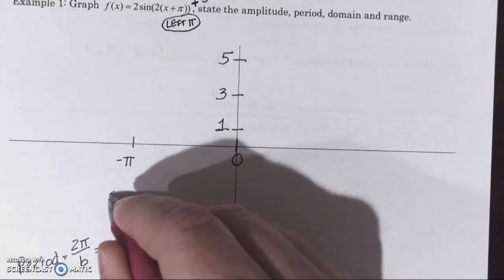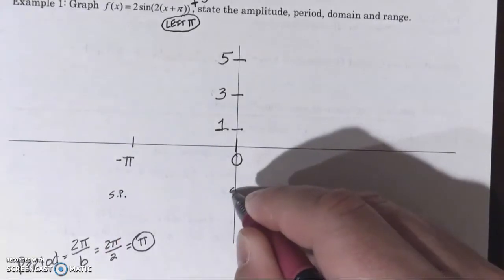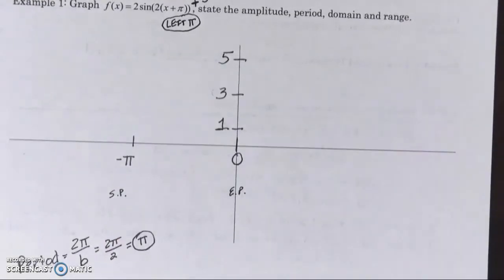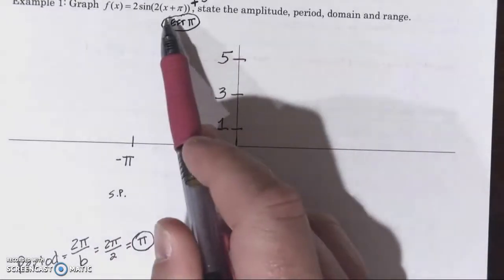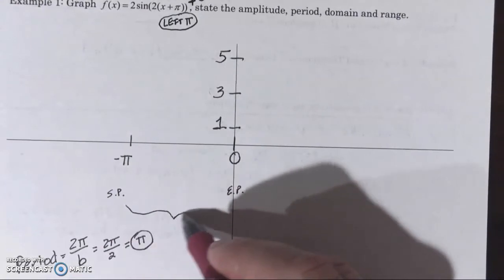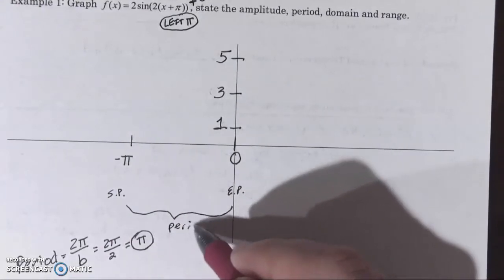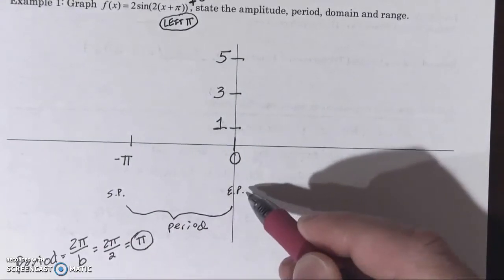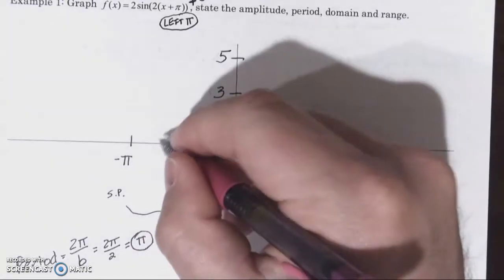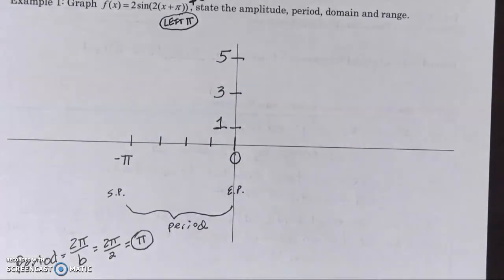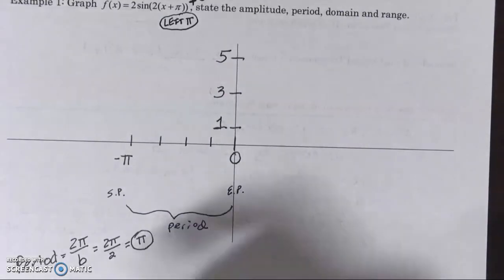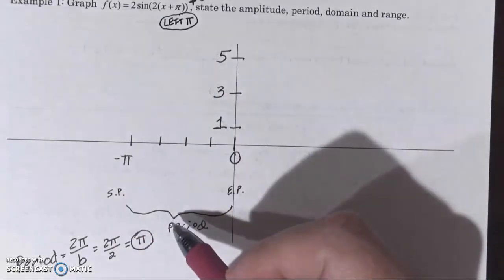So we've got our starting point, if you will, our ending point, if you will. We use the horizontal shift to find the starting point, left pi. We use the period to find the end of one cycle. How do we find our 3 middle x values that we'll ask you for when you graph? We just take the averages.